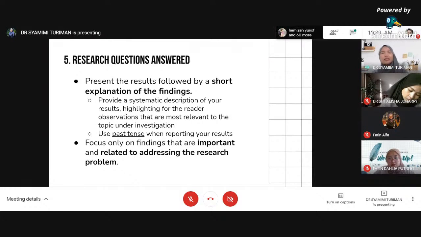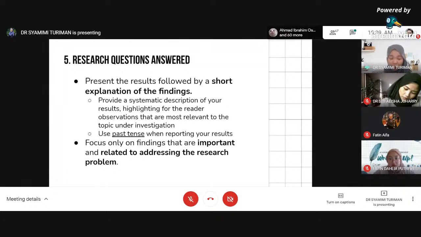Sometimes I find it a bit problematic because a lot of students take chapter 4 for granted, as in they merely report the findings, just reporting it, like, this is what I found. Okay, I found this and this. Okay, and that's it. It will be more comprehensive if you provide a short explanation of the findings, as in, provide a systematic description of your results.